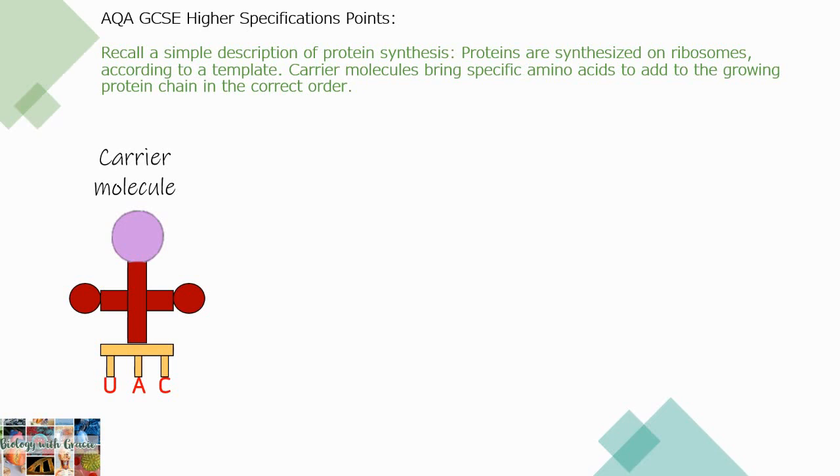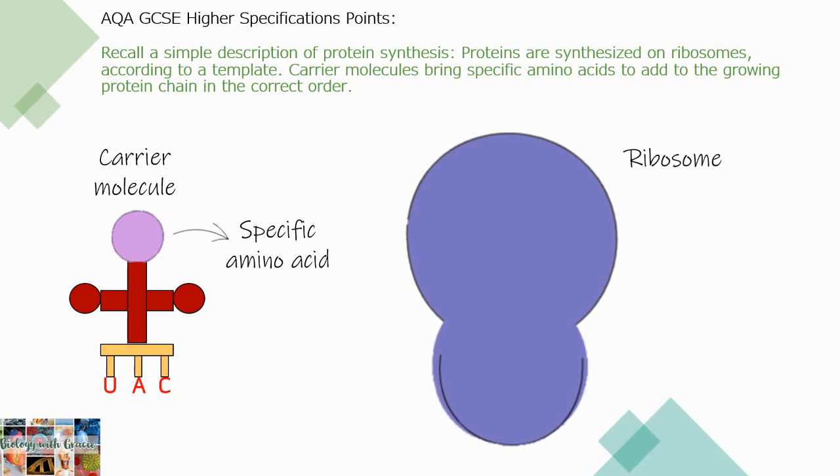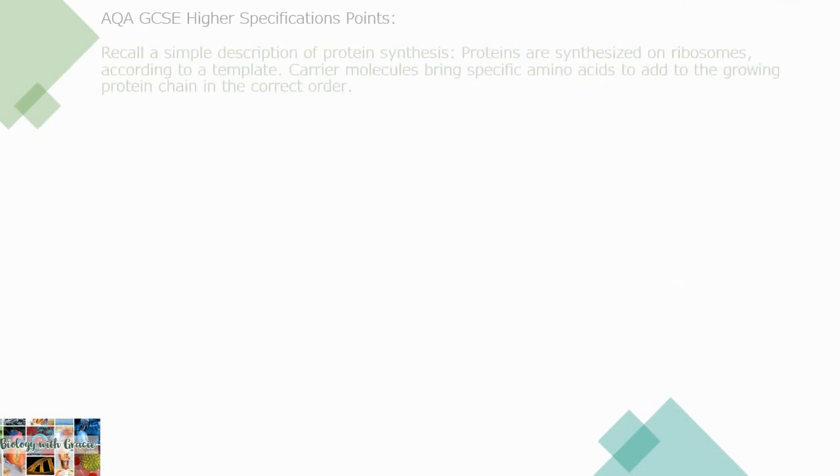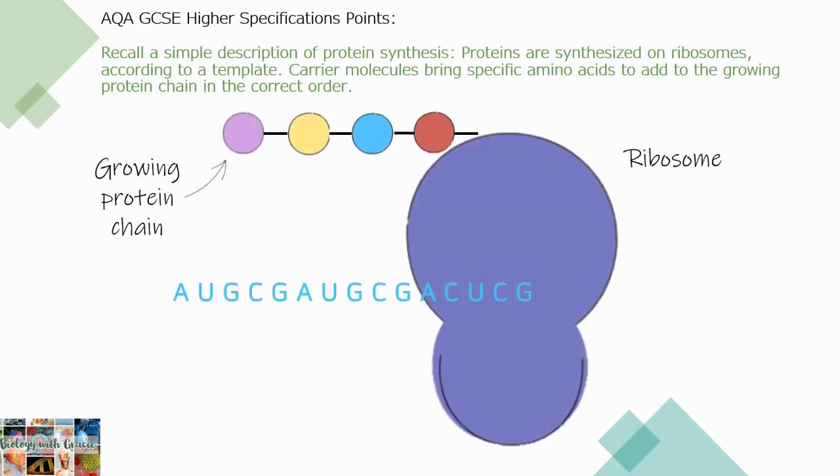So these carrier molecules have an amino acid on the top, as shown here. It's a specific amino acid, and this is coded by the specific genetic code, the base code, as we discussed previously. So carrier molecules bring the specific amino acids to add to the growing protein chain. So here we have our mRNA code, and then the carrier molecule brings the specific amino acid to add to the growing protein chain. As you can see here, once the code is at the end, the last carrier molecule brings in the amino acid, and as you can see, you've got your protein chain.